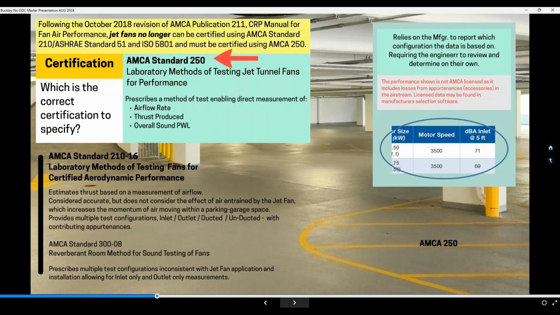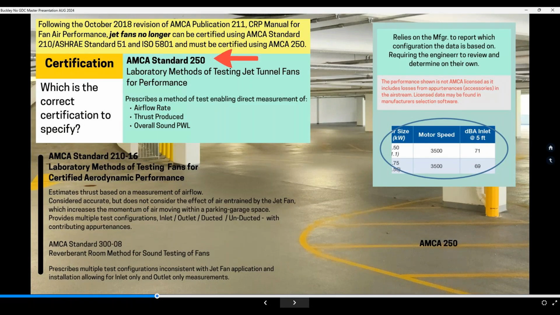Now you see, prior to AMCA reintroducing or updating their AMCA 250 to actually be an AMCA 250-22, previous to that, manufacturers could test their jet fans to AMCA 210. And some manufacturers still test to AMCA 210. But there are fallacies in that. If you're familiar with AMCA 210, it prescribes a variety, I think 14 to 16 different test configurations. It could be unducted, it could be ducted, it could be with accessories in the airstream, it could be inlet only, discharge only. There's a multitude of test configurations, none of which have anything to do with the actual jet fan in an underground parking application.